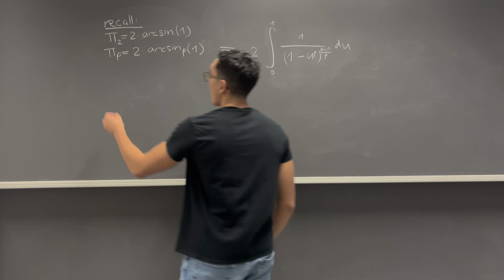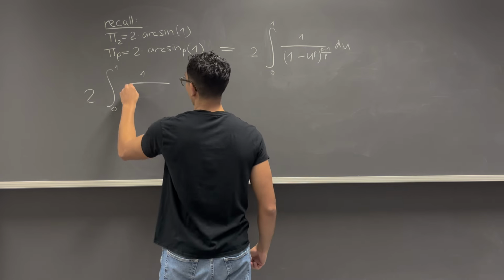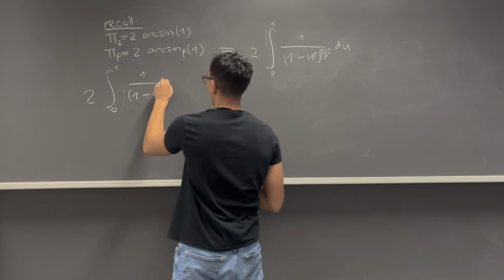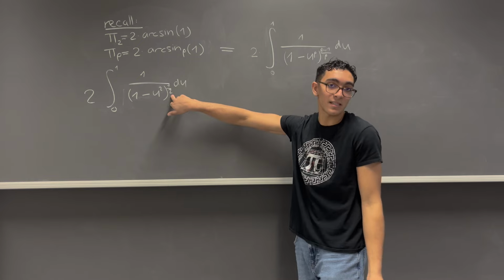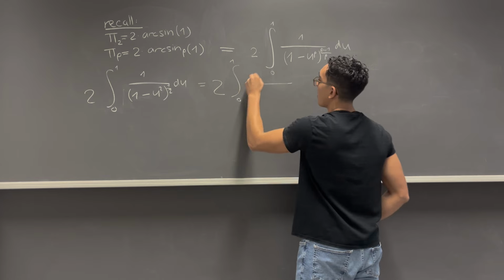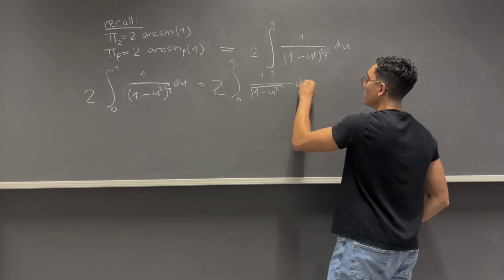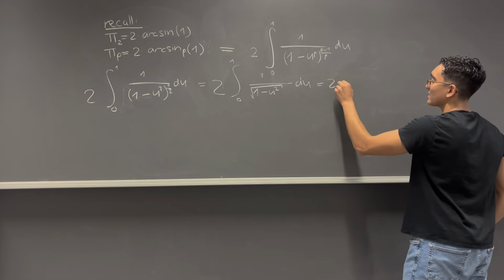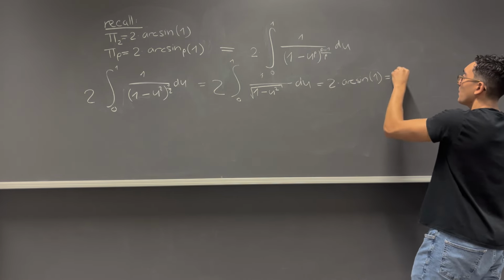So let's do it. Okay, 2 times the integral from 0 to 1 of 1 over 1 minus u squared to the power of 1/2 du. Well, the 1/2 can be seen as a square root, therefore we could just write twice the integral from 0 to 1 of 1 over the square root of 1 minus u squared du. And I want to show you that this is precisely twice arcsine of 1, or pi.